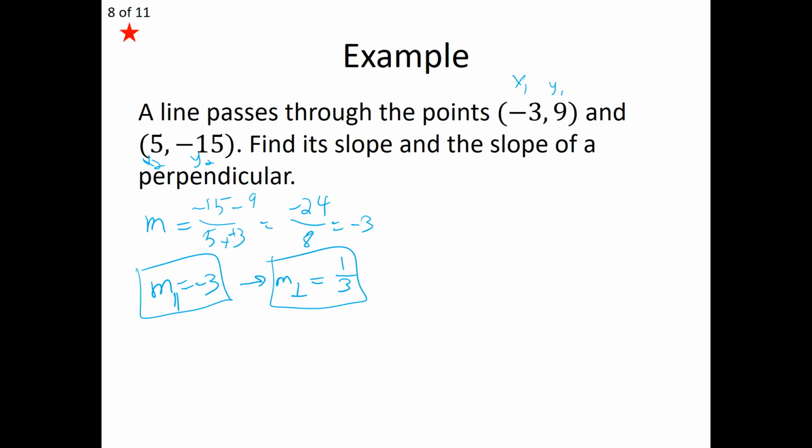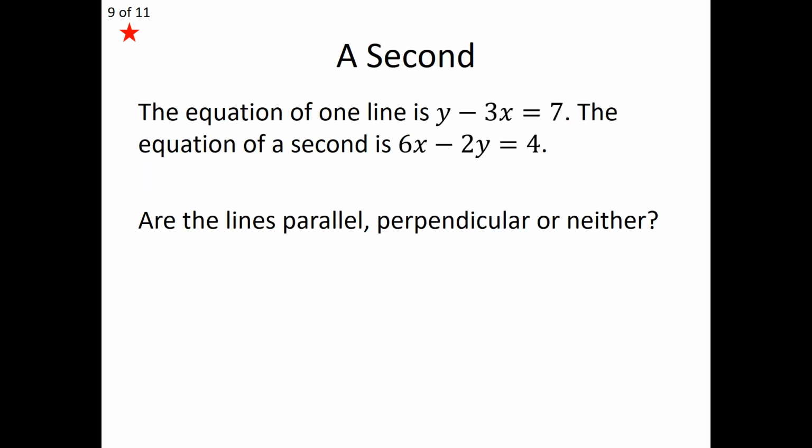From knowing what the slope of the line is, we can determine what parallel slope it must be, and also what perpendicular slope it must be. Let's do a second example. In the second example, we're going to be given both equations of two lines. The question asked is, are the two lines parallel, perpendicular, or neither?